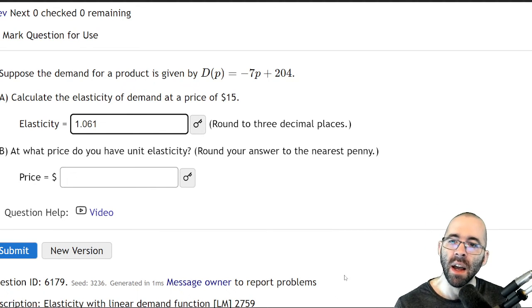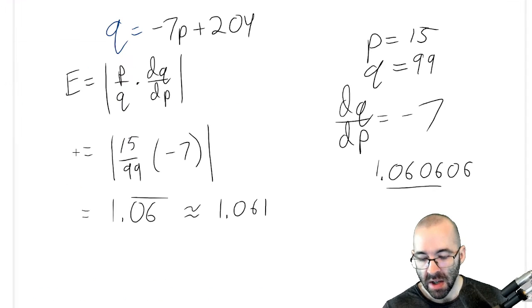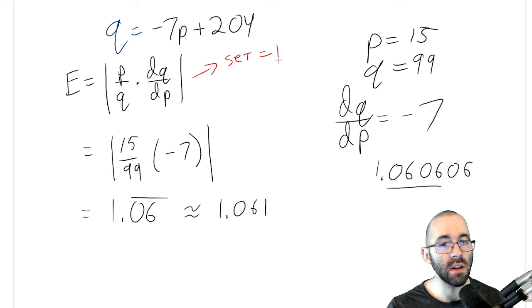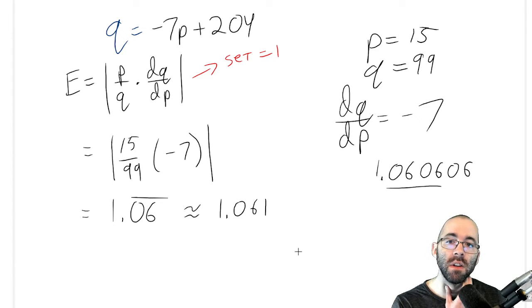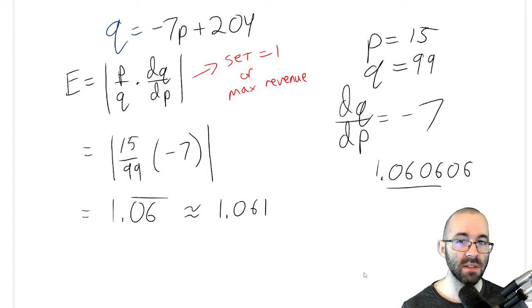Like so. At what price do you have unit elasticity? Okay. Now, what this is asking about is unitary. We have unitary elasticity when the elasticity of demand is equal to 1. So you can either solve and set this equal to 1, or you can just maximize your revenue. It's up to you. Your choice, however you want to do it.